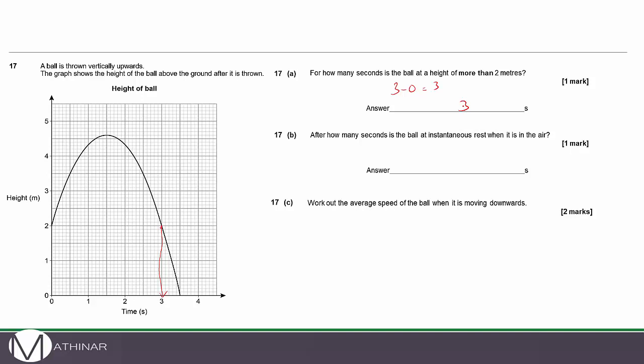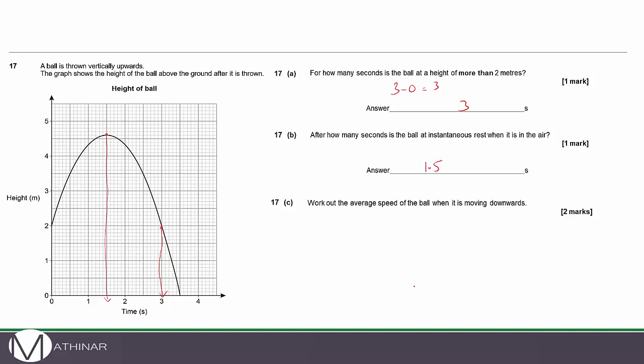After how many seconds is the ball at instantaneous rest when it's in the air? So instantaneous rest is the point where it's initially going upwards and then is about to start coming downwards. So it almost stops for a split second. And that's basically asking for the highest point on the graph here. And we want to know after how many seconds is the ball at instantaneous rest. So we just need to read off the time from here. Again, just read all the way down. I would say that's 1.5 seconds.